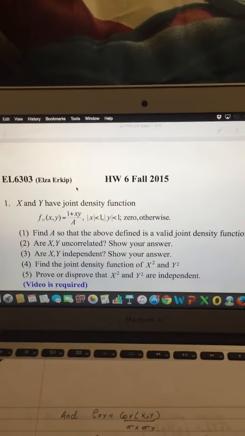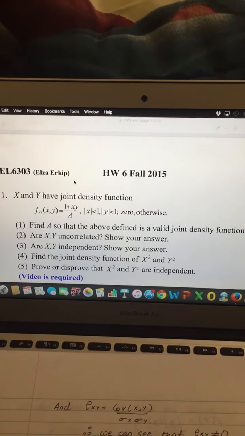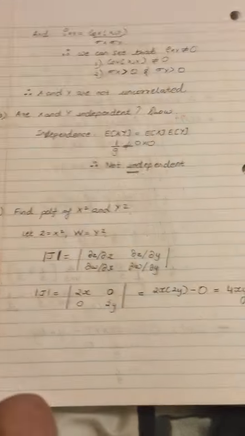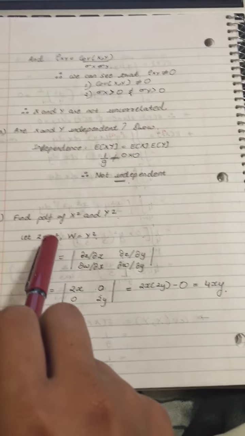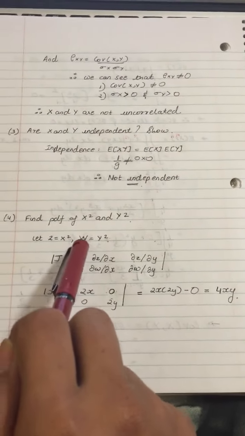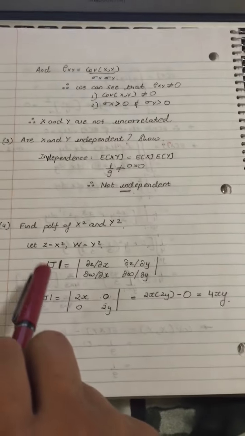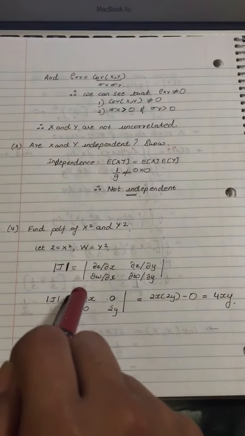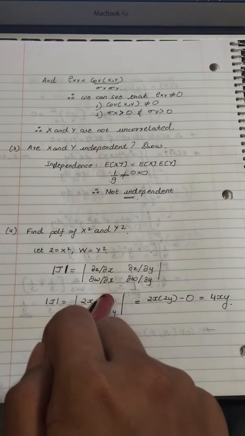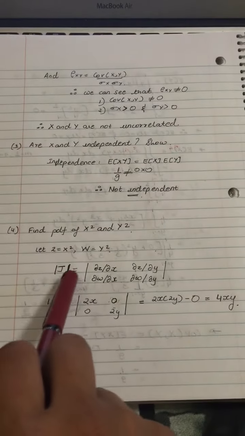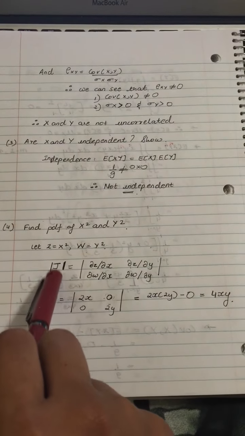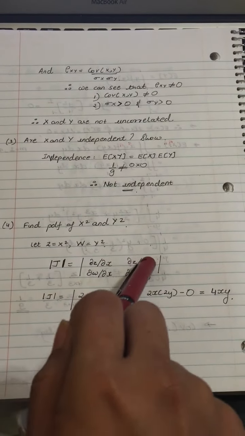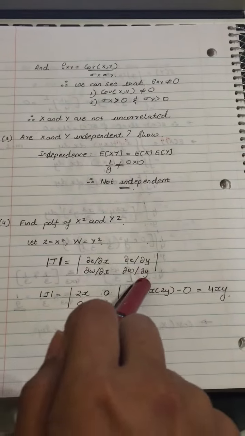Now the fourth question is, find the joint density function of x square and y square. So now you let z be equal to x square and w or omega be equal to y square. So the formula for this is f z omega is equal to 1 upon the Jacobian into fxy. So anyway, first we find the Jacobian. So Jacobian is basically dz by dx, dz by dy, d omega by dx, d omega by dy.